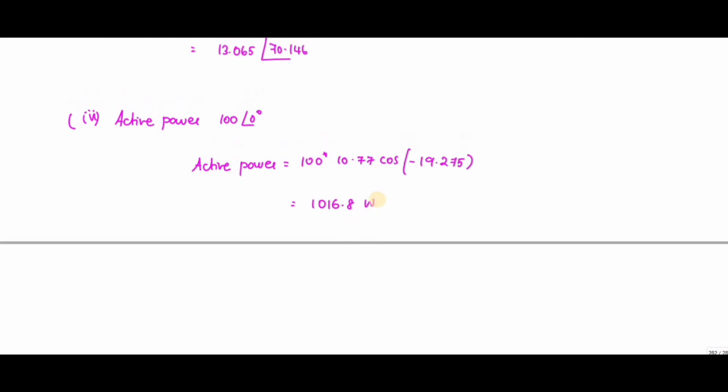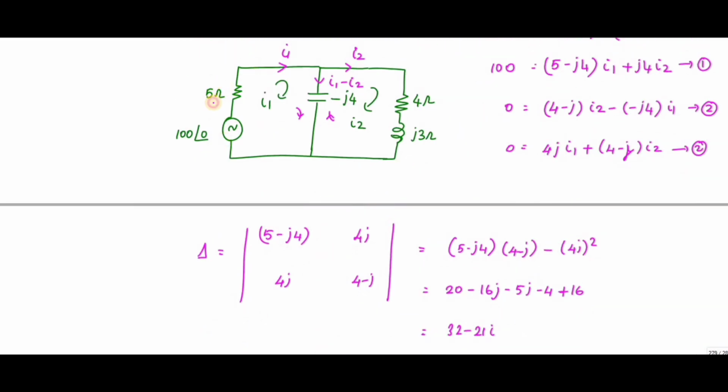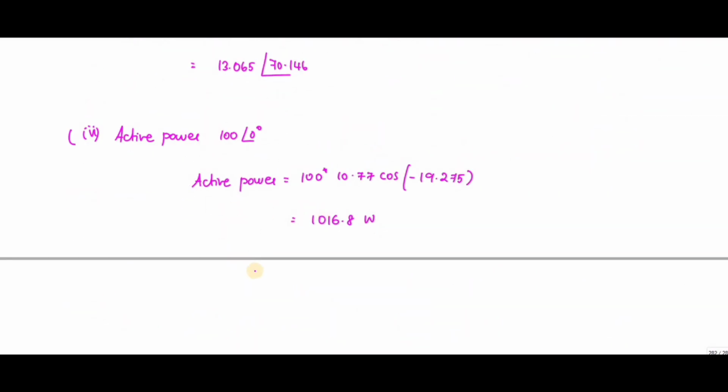So this is the power that is delivered by the source, and it is absorbed by the resistance, right? You can see I have resistances, the 5 ohm and 4 ohm resistor. For 5 ohm, I have I1 as the current. For 4 ohm, I have I2 as the current. So the power absorbed by the 5 ohm resistor is I1 square into 5, and by the 4 ohm resistor, I2 square into 4.